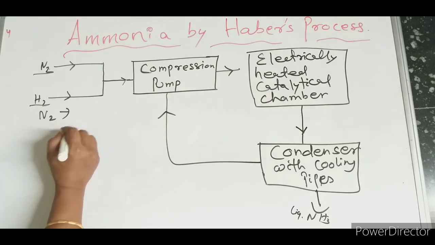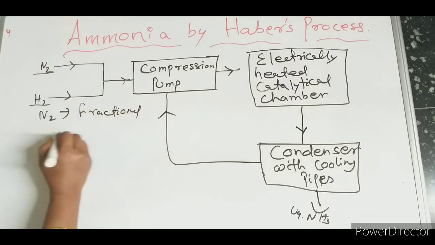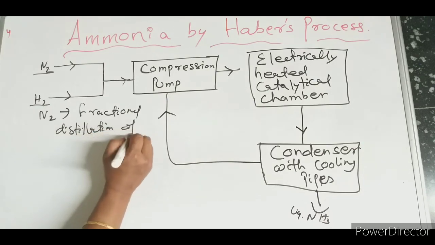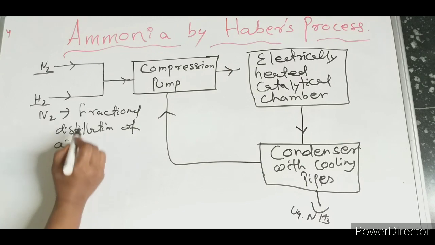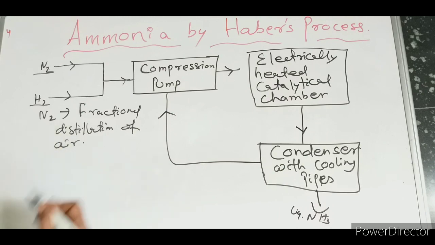We can get this one by the fractional distillation of air. Take air, and by fractional distillation, depending upon the boiling point, the other gases will be removed and nitrogen can be collected by the fractional distillation method.